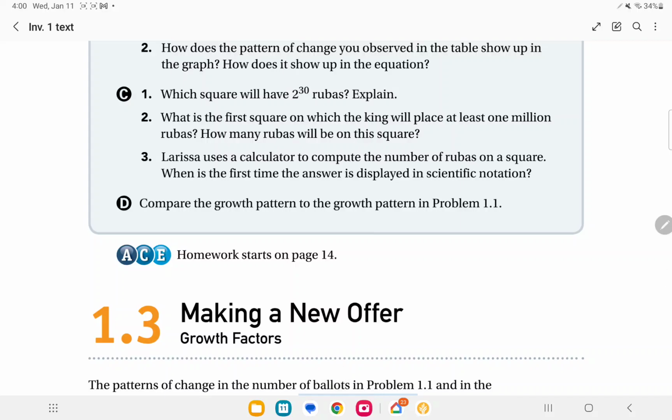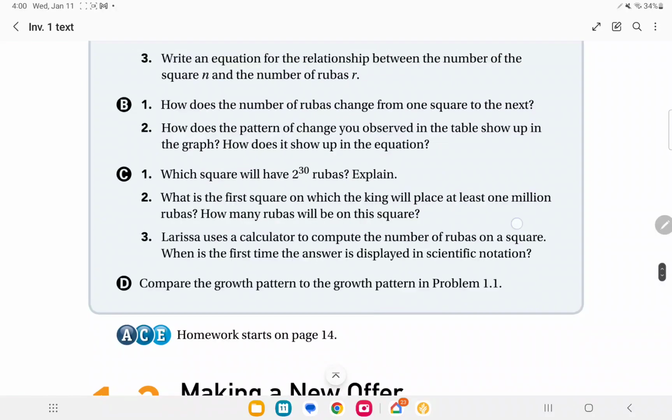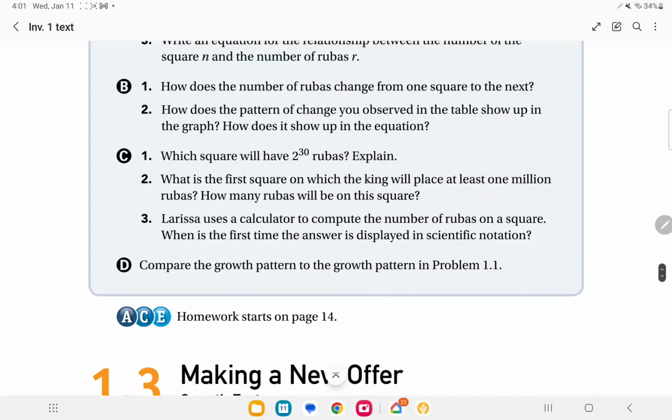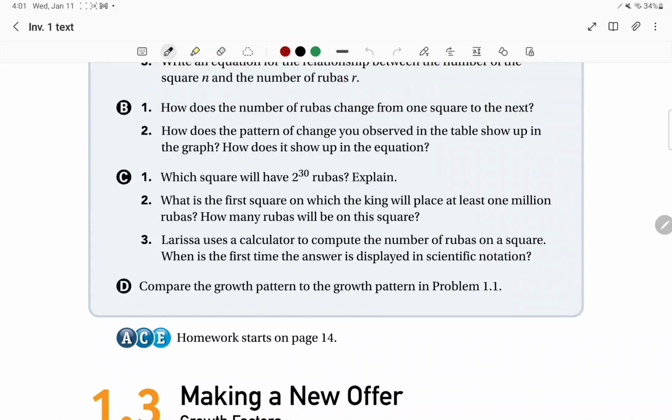Okay, then on C, it says which square will have 2 to the 30 rubas? Explain. What is the first square on which the king will place at least 1 million rubas? And how many rubas will be on that square? Lewis uses a calculator to compute the number of rubas on a square when it's the first time it's displayed in scientific notation. So C, this is going to depend on your calculator.